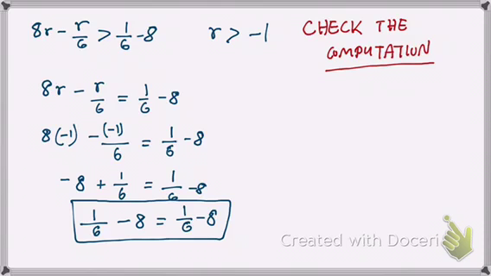So on the left hand side we will get -8 plus 1 by 6, and the right hand side remains 1 by 6 minus 8. When you rearrange the left hand side, you will get 1 by 6 minus 8. On the right hand side, you will get 1 by 6 minus 8. So 1 by 6 minus 8 is equal to 1 by 6 minus 8. So that statement is correct, and we did check the computation.